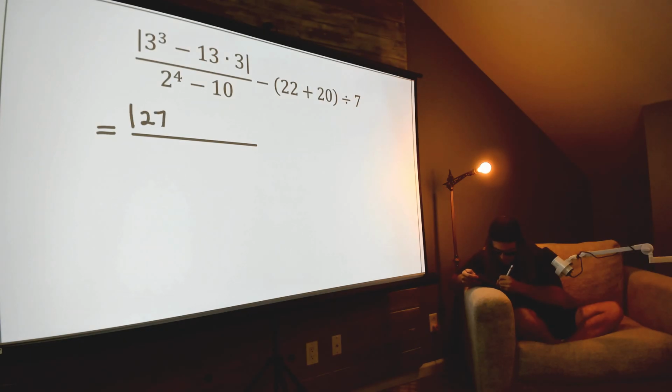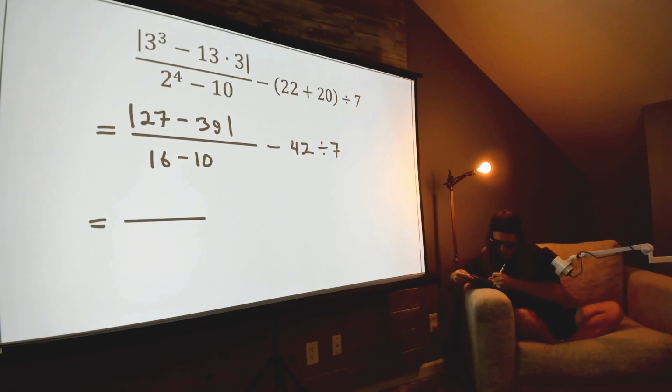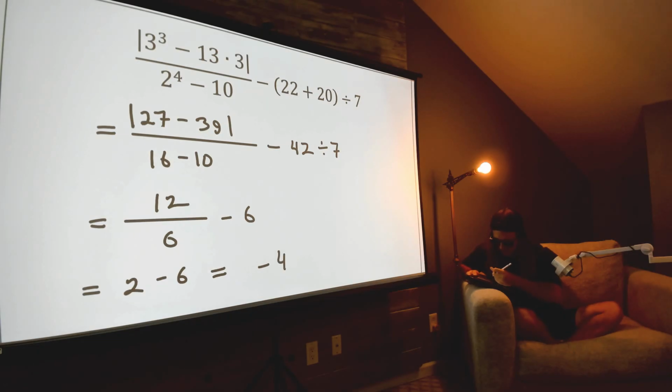3 cubed is 27. 13 times 3 is 39. 2 to the 4th power is 16. 22 plus 20 is 42. 27 minus 39, I'm going to do 2 steps in one. 27 minus 39 is negative 12, but the absolute value of that is positive 12. 16 minus 10 is 6. 42 divided by 7 is also 6. 12 divided by 6 is 2, minus 6 is negative 4.